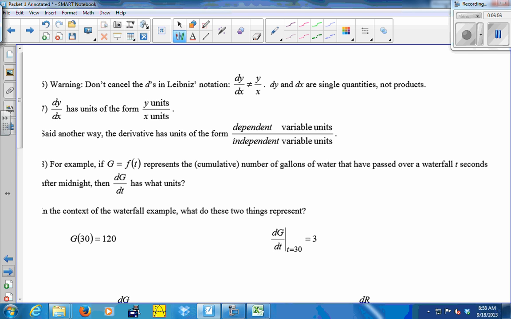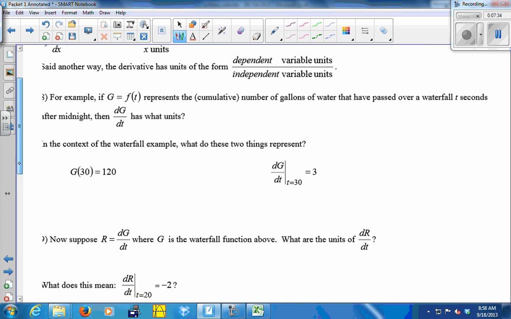Okay, little warning, you can't cancel the d's in Leibniz notation. dy dx does not cancel to y over x. dy is a single thing, a single unit. dx is a single thing. Its units are y units over x units, because this is like delta y and delta x. In other words, the derivative has the form dependent variable units over independent variable units if you're not using y's and x's.